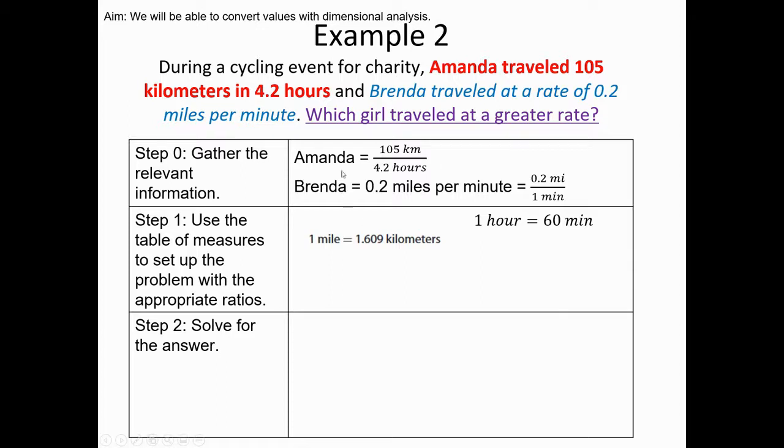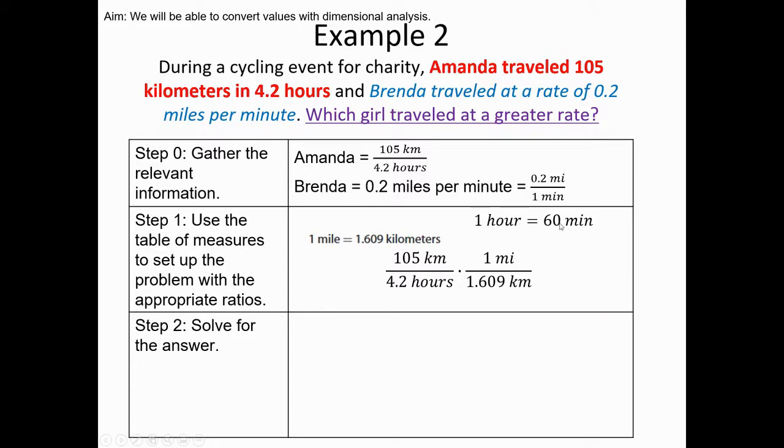So let's start with Amanda, 105 kilometers for 4.2 hours. I know that there's going to be 1 mile for every 1.609 kilometers. Now take a look at this, guys. Notice how I put the miles on top and the kilometers on bottom? Remember when we were crossing off the units? That's because we had a unit on the top and a unit on the bottom that matched up. You could put 1.609 kilometers on the top, but then it would really mess everything up. So that's why we're trying to keep things separate. So that will deal with our kilometers and turn them into miles.